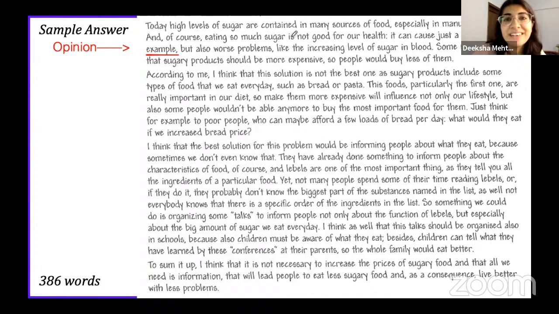Exactly. So the first error is according to me. What should be written instead? So according to me is not correct. What can he write instead of according to me? This is not correct. What should he write? How to give your opinion? So very good. In my opinion, what else?